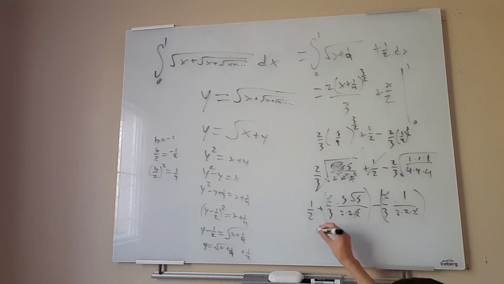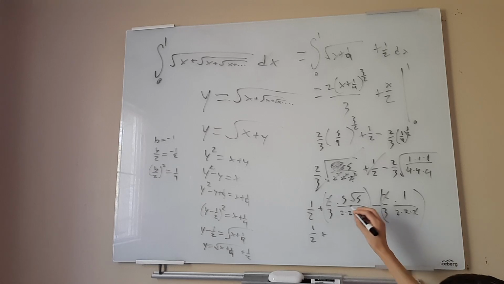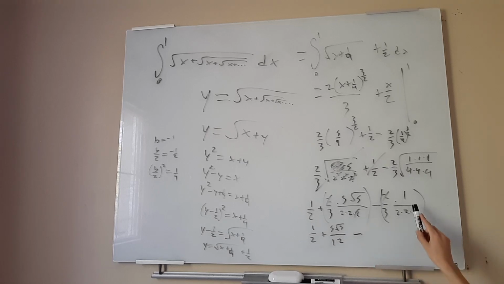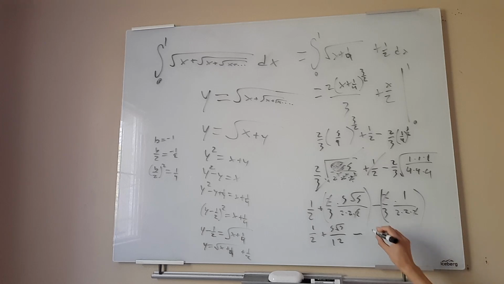So closer to our final answer, we'll have 1/2 plus, now let's start simplifying things. 5 root 5 is all we have in the numerator for this first term. In the denominator, we have 3 times 2 times 2, which is the same as 3 times 4 or 12. So this term will be 5 root 5 over 12. And if we go over here to this term, we'll have 1 over 3 times 2 times 2, which is the same as 1 over 12.